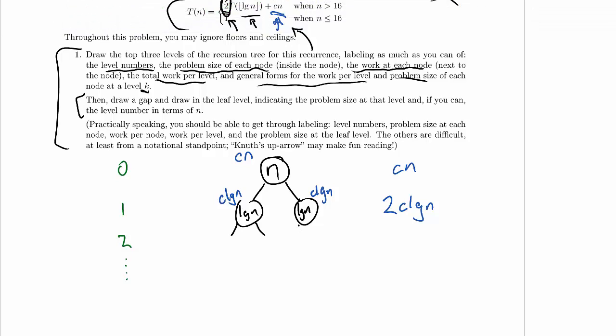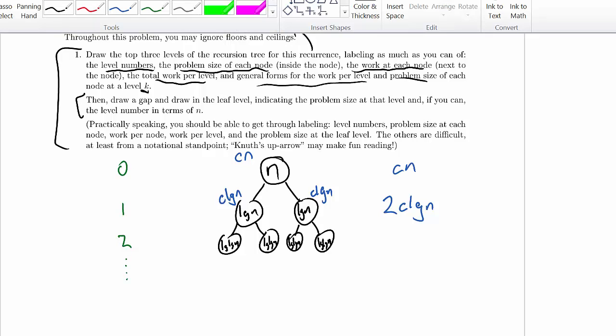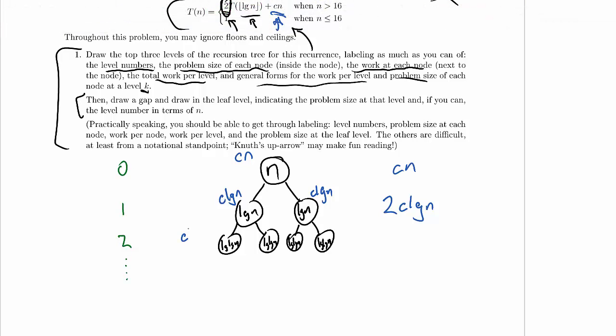On the third level, we've got a problem size of log of whatever the previous problem size is. That is log of n, log of log of n, log of log of n. The work in each node is c log of n. I'm going to write this in a more compact form since I have to write this over and over again. We need some sort of notation for applying log multiple times.